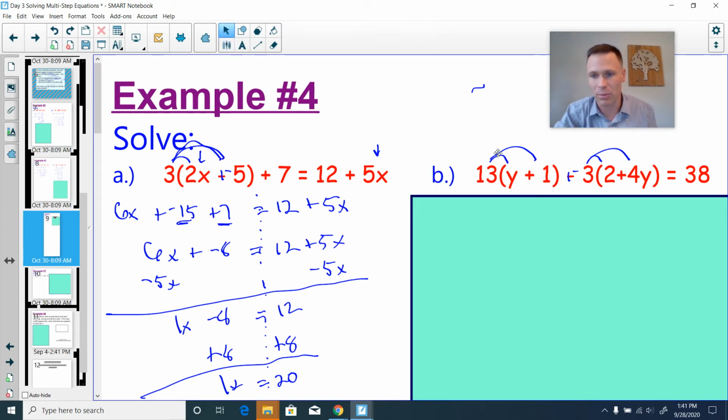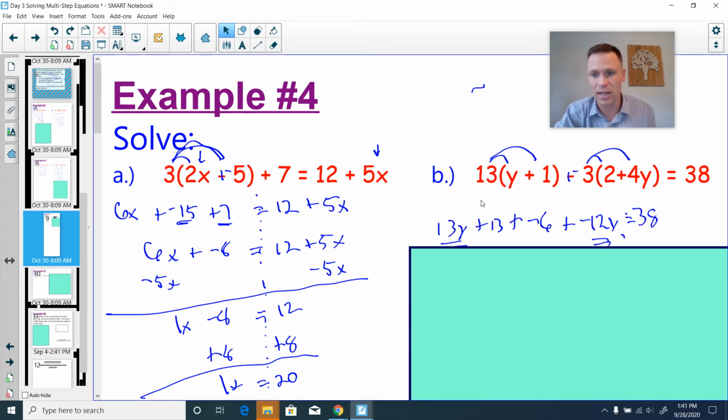So talking through this one, I'm going to distribute the 13, I'm sorry, I'm going to distribute the negative 3. In doing that, 13 times y is 13y, 13 times 1 is 13. And then distributing the negative 3, I'll have a negative 6, and negative 3 times 4y is negative 12y. And then that 38 just goes along to the right.